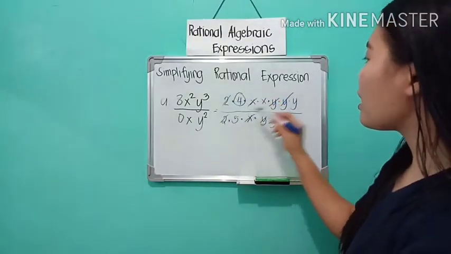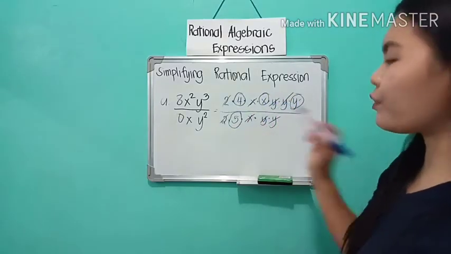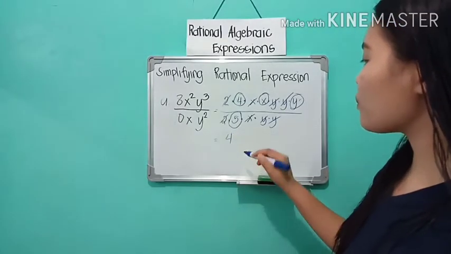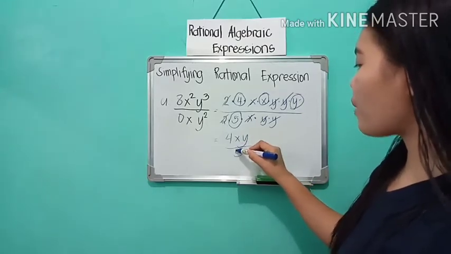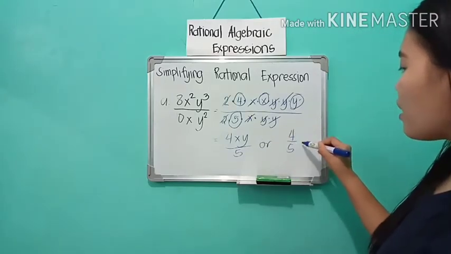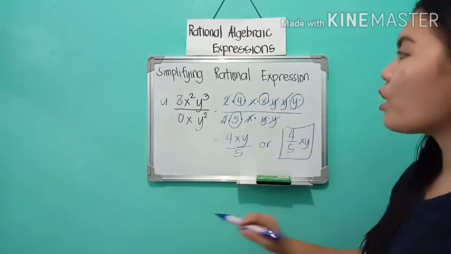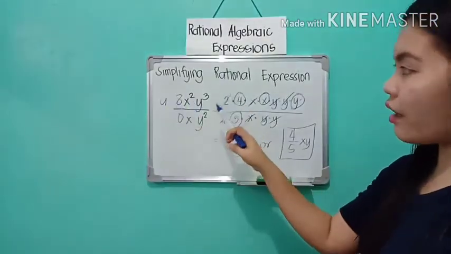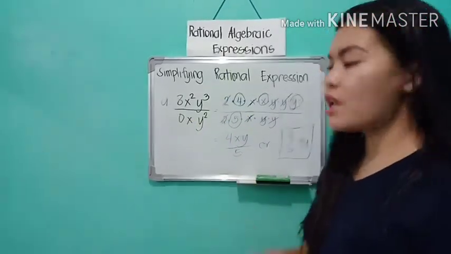So tingnan natin kung ano naiwan. We have here 4, yung naiwan. And then we have x, we have the y, we have the 5. Alright, so lagay natin dito, we have 4x, then y, over 5. Or we can write this like this: 4 over 5 times x and y. So this is now the simplest form of our expression 8x squared y cubed over 10x y squared.